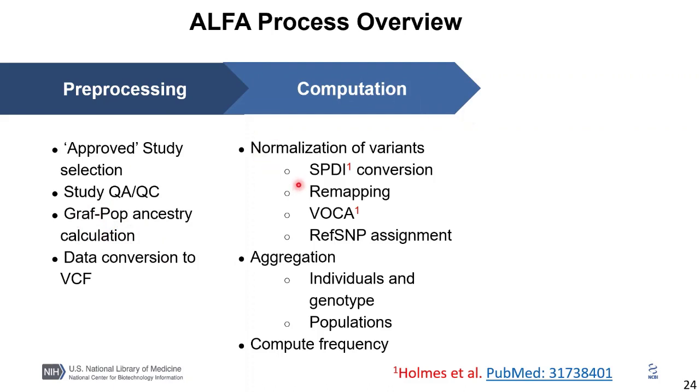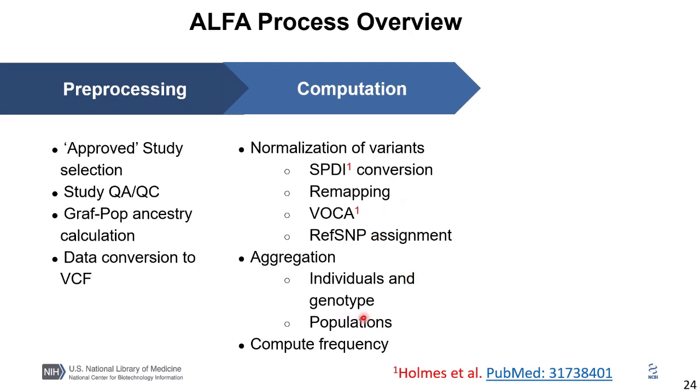And then they get fed into essentially a dbSNP build pipeline for normalizing the variants that utilizes a couple of new algorithms and variant representations, such as SPDI and VOCA. And you can read about those in this publication that just came out this month, on the algorithms we use to normalize the variants.